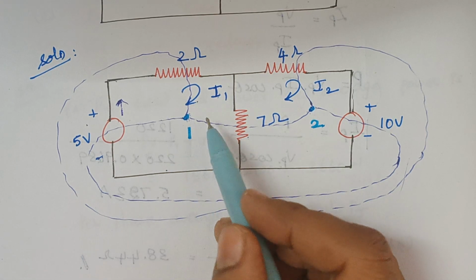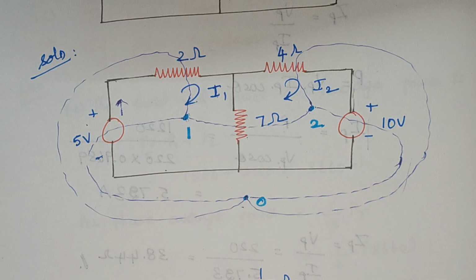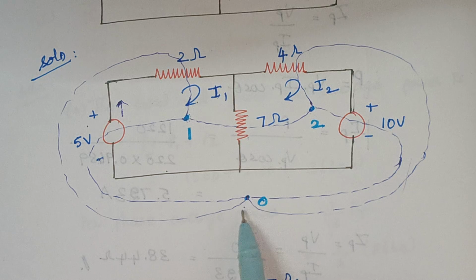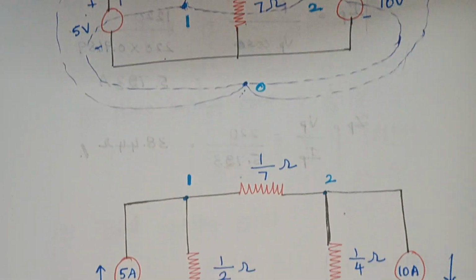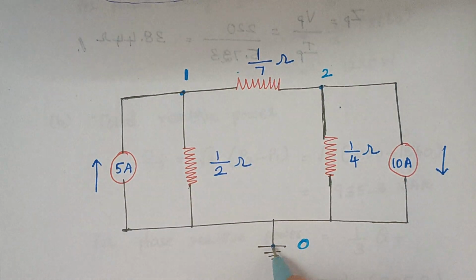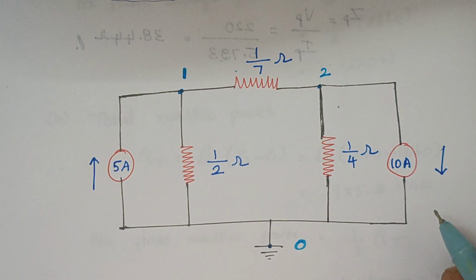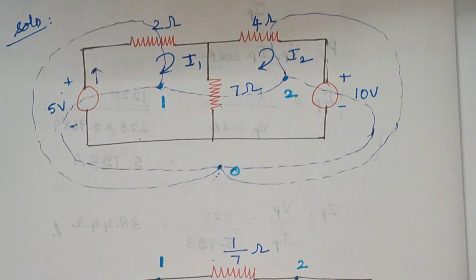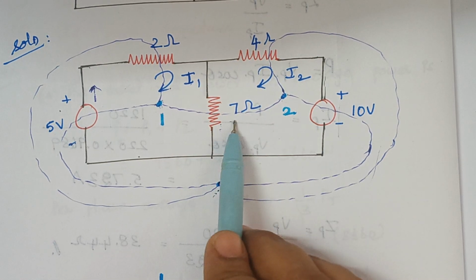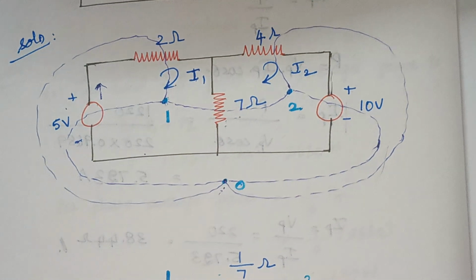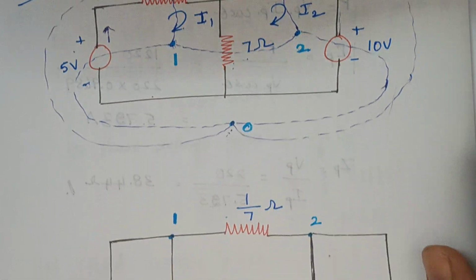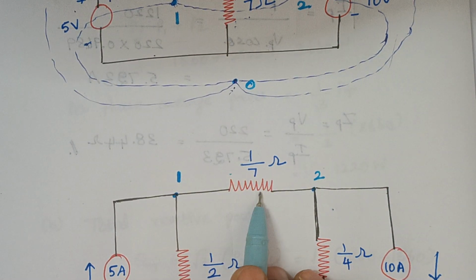Now, based upon this, we are going to draw the dual network. The first step is, you just keep the dots 1, 2 and this reference dot. So here you see I have kept the dots 1, 2 and there is a reference dot. Between 1 and 2, we have a resistance of 7 ohms. But when you draw its dual network, you have to take the reciprocal only for the resistors. So this 7 becomes 1 by 7 here.